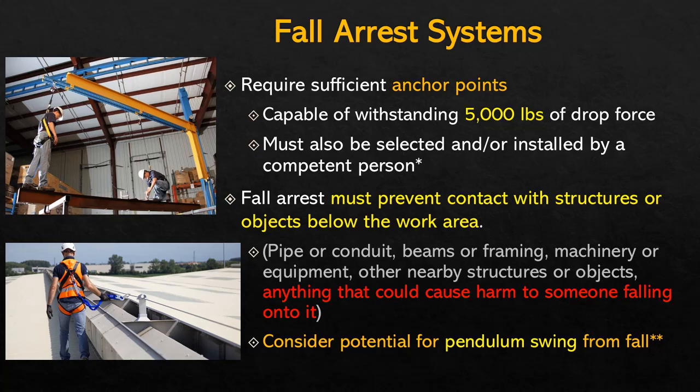So fall arrest systems must be designed to prevent contact with structures or objects below the work area. And you have to consider the potential for pendulum swings after somebody falls. Once somebody falls and the fall gets arrested, and of course they need to get pulled down before suspension trauma occurs, they will tend to swing like a pendulum for a little bit, and you have to think about, is there anything within the swing zone that can hurt them? Any objects, electricity, anything like that? These all have to be considered when you're putting somebody into a fall arrest system.